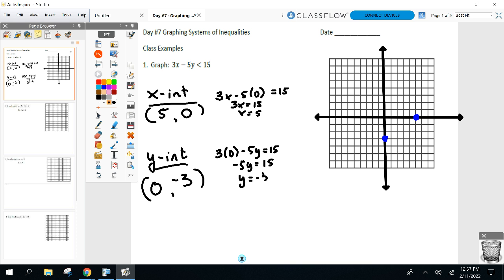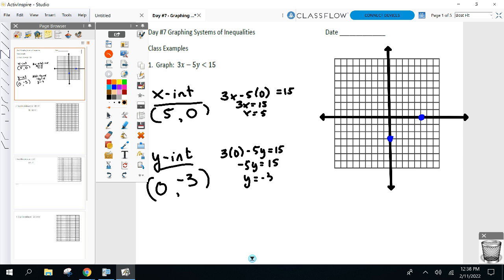Anybody remember from the freshman year days what I need to worry about next when I'm ready to draw this line in? Dashed versus solid line. If it has the or equal to, it's solid. If it doesn't, it's dashed. And if I give you rulers, use them. All right? Don't freehand this thing. Let's go. So a dashed line going through those 2 points.